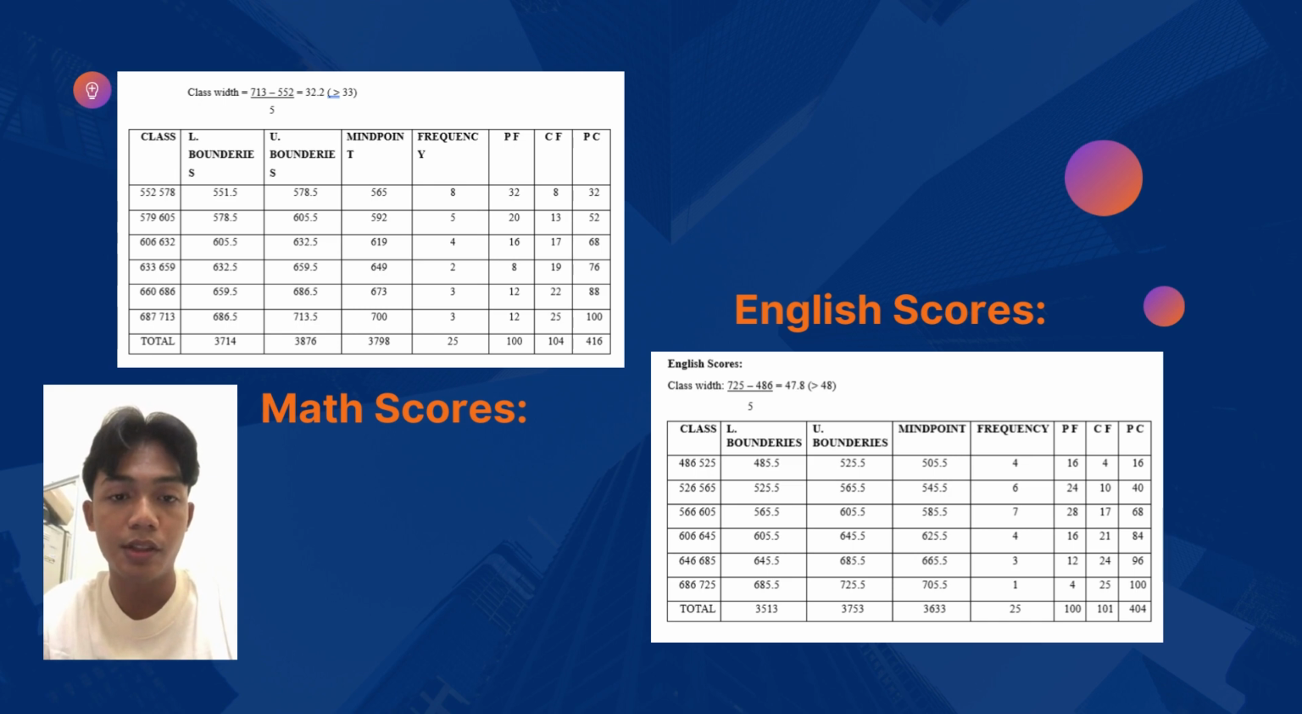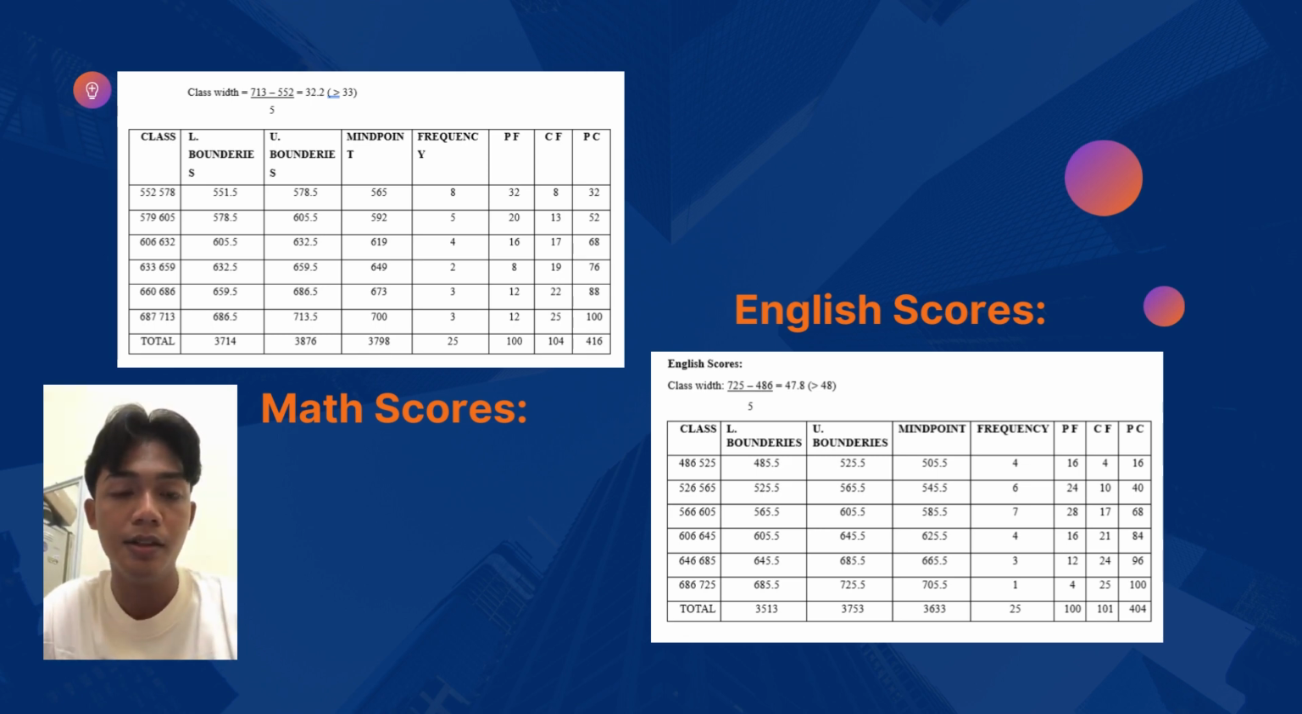English scores frequency table. This slide showcases the frequency table for English scores. Similar to the math scores table, it includes the class boundaries, midpoints, frequencies, percentage frequencies, cumulative frequency, and percentage cumulative for each class. We also have a total of 5 classes with a class width of 47.8.